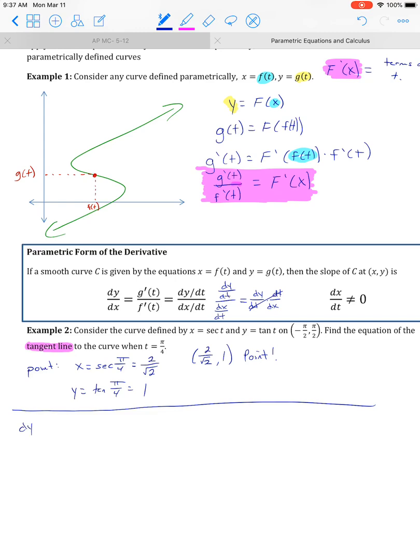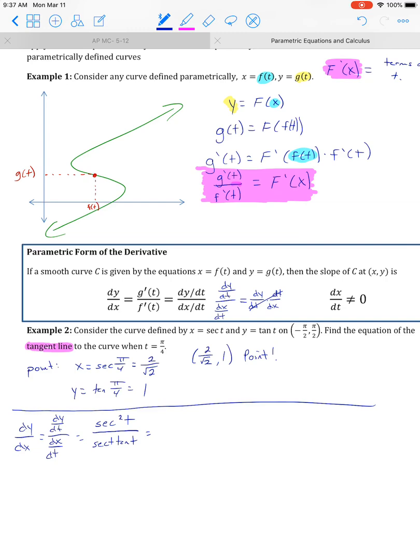tangent line. So dy/dx is dy/dt over dx/dt, what we just discovered up top. So dy/dt, that's the derivative of tangent t. Okay, so that's secant squared t. And then dx/dt is the derivative of secant, which is secant t tangent t. All right, that is a functional derivative.